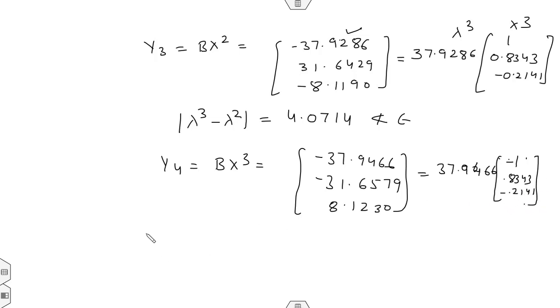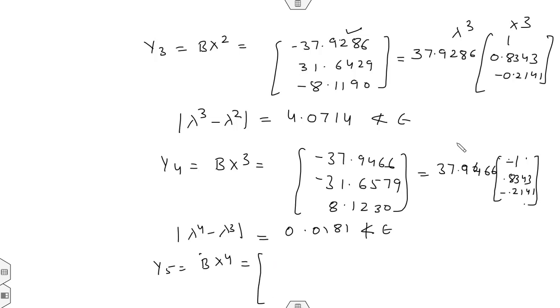Now compute lambda 4 minus lambda 3. Lambda 4 is 37.9466, and the difference comes out to be 0.0181. It is not less than epsilon. We will compute y5. Y5 is Bx4. So this is your lambda 4 and this is your x4.